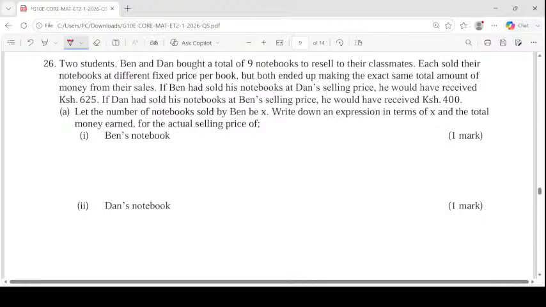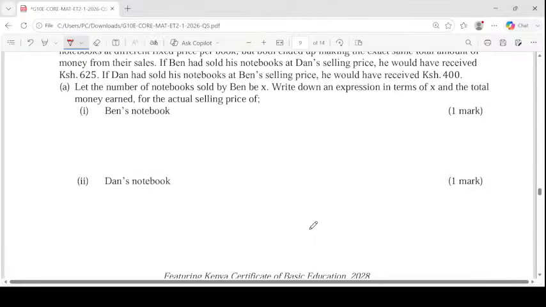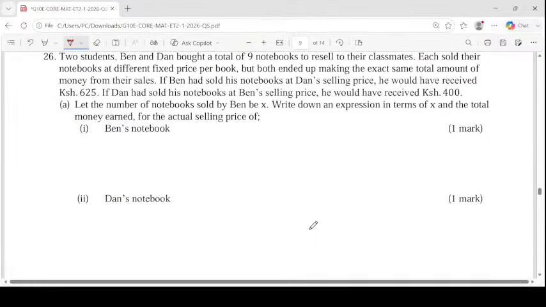And Ben and Dan bought a total of 9 notebooks. But now we are being told that Ben alone, let the number of notebooks sold by Ben be x. Write down an expression in terms of x of the total amount of money earned for the actual selling price of Ben's notebook.